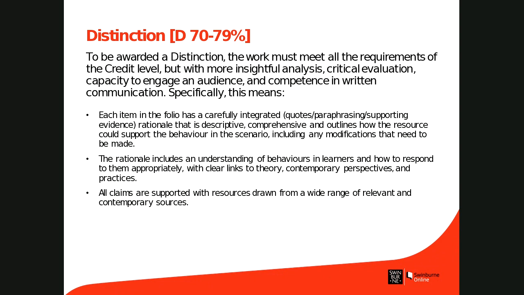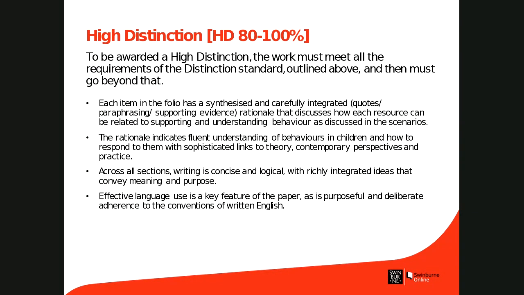The distinction level, you can see that a wide range of resources is expected at the distinction level. So if your rationale only has 1 or 2 resources, then you might struggle to reach this higher level of the rubric. Okay, any questions about the distinction? Please just make sure you do come back to the rubric and read it very carefully.